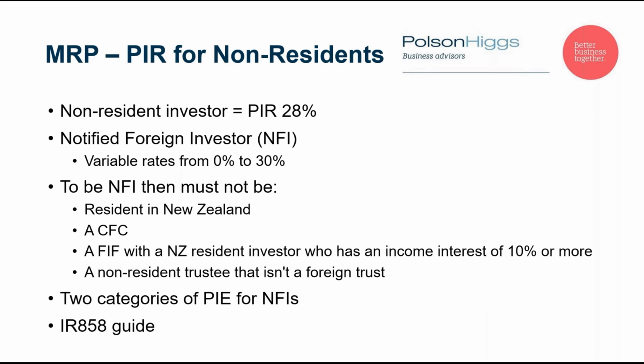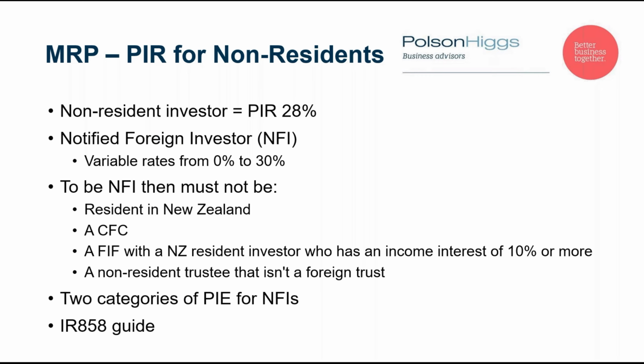So PIR for non-residents. Overseas investors can be treated as either a non-resident investor or a notified foreign investor, which is an NFI. A non-resident investor must use a PIR of 28%. A notified foreign investor can use multiple rates between 0% and 30%, and the rate used will be determined by each PI that they invest in.